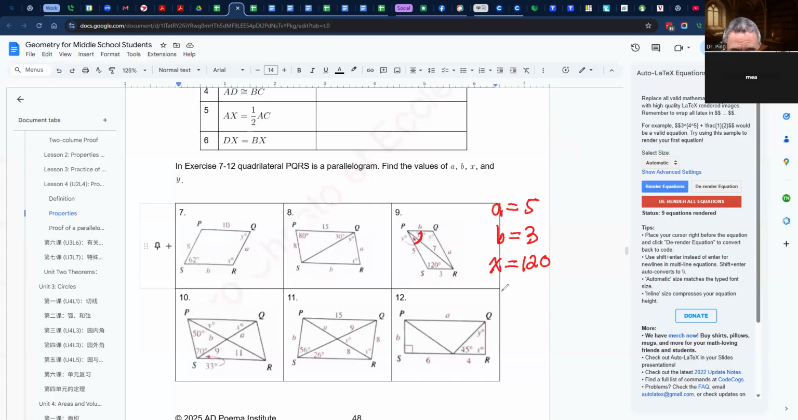So this side, which is Y plus 38, that should equal 60. So 60 plus 120 is 180. So Y is 60 minus 38. That gave us 22. So that's how we got there. Good. Perfect. Now let's do number 10.